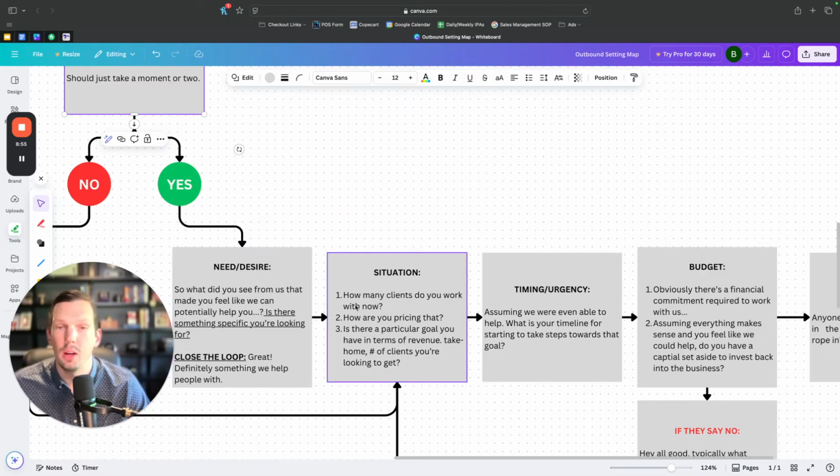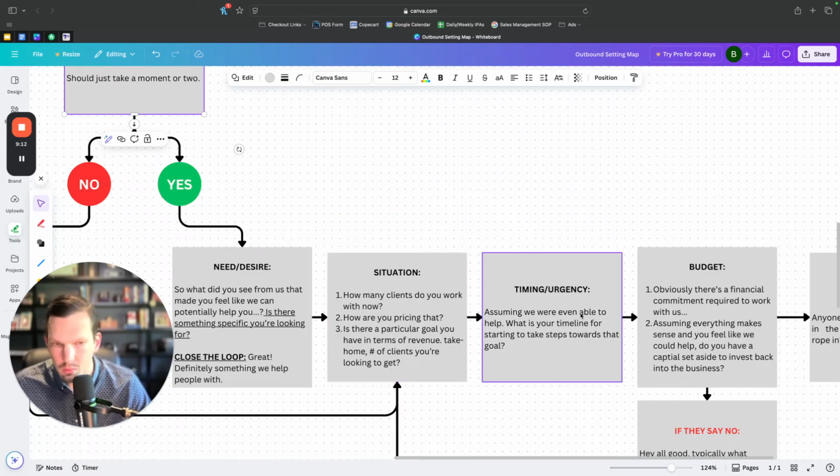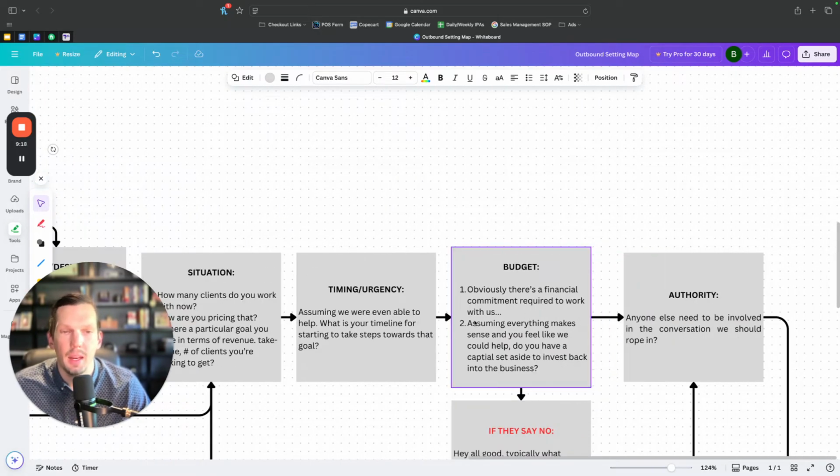This is a really great way of understanding where their business is without just directly asking a stranger, "How much money are you making?" So I like to figure out how many clients they work with, how they price that, and then help them understand the gap: based on that pricing and current number of clients, how long is it going to take to get to whatever goal they have set. Obviously, if there's no urgency and they're not looking to do anything in the near future, it's not worth putting them on a sales call. And if they don't have a budget, obviously there's nothing we can do with that either.